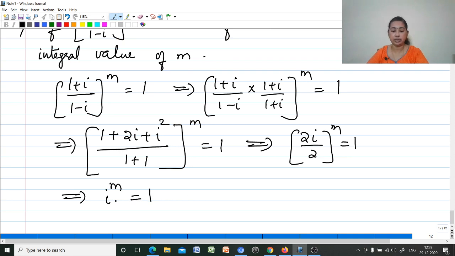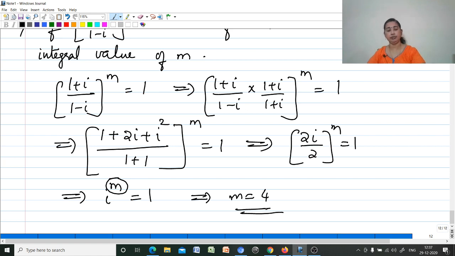For which powers of m do we get i raised to m equal to 1? So m will be all multiples of 4, because i raised to 4, i raised to 8, etc. are all equal to 1. But we need the least positive integral value of m, that means m is equal to 4.